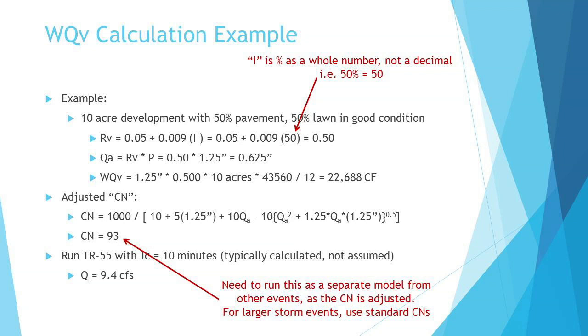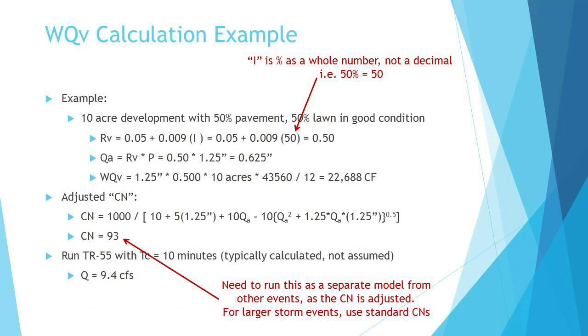Then we go through the adjusted curve number calculation and we plug it into the formula. So again, this 1.25 is our precipitation, and the QA there is simply this value, the 0.625 inches, plugs into there. And if you did that calculation, you'd come up with a curve number of 93. For me, it's pretty simple to write this equation into a spreadsheet and break it down by percent impervious, so that I don't have to repeat this calculation every time I'm on a new site. I can just look it up on a chart.